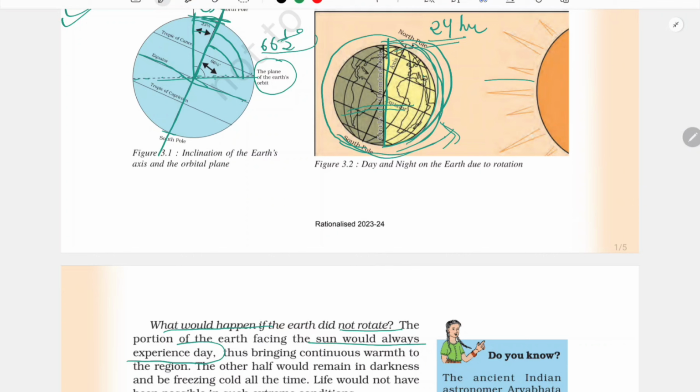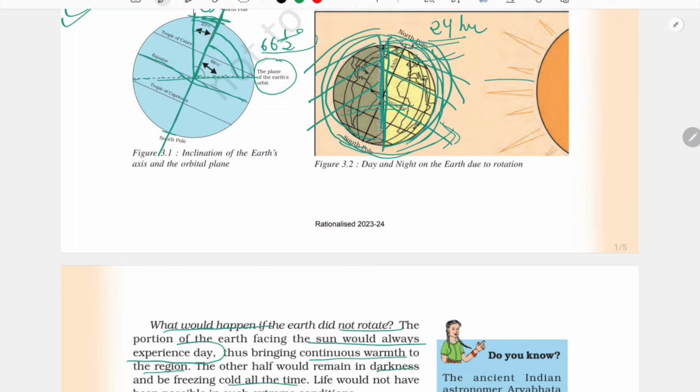So there will be day throughout, thus bringing continuous warmth to this region, and this region will be very, very hot. As there will be no night, continuous heat of the sun will be there, and the other half would remain in darkness and be freezing cold all the time. If the earth doesn't rotate, only revolves, then this portion will be dark throughout the year, and this portion will be light throughout the year. This portion will be freezing cold and this portion will be very, very hot.